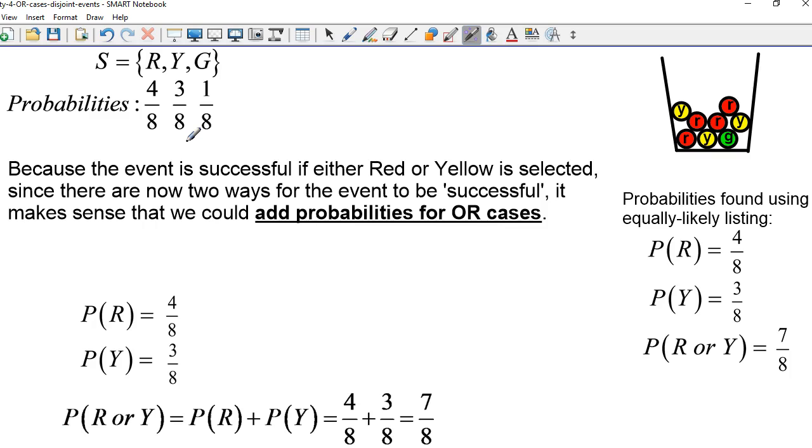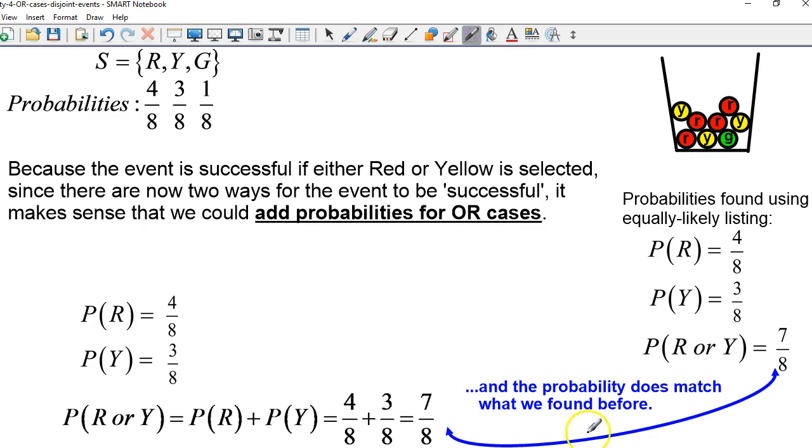And it makes sense that we could try adding the probabilities for this OR case. So let's try that. We could say, is it true that the probability of red or yellow is equal to just the probability of red plus the probability of yellow? Well, the probability of red was 4/8, the probability of yellow was 3/8, and if I add those, they have a common denominator, that's 7/8.